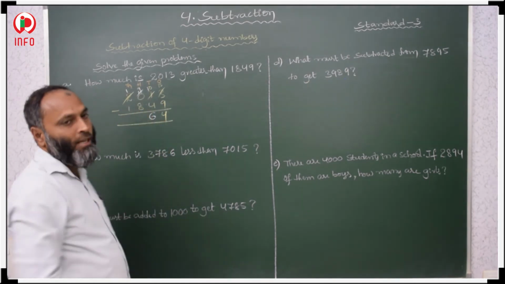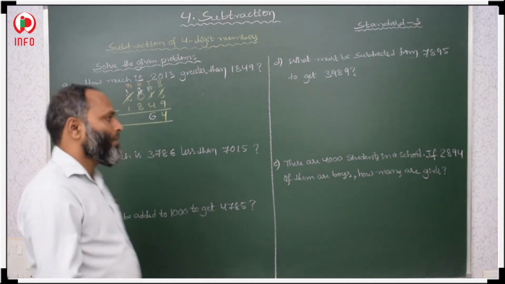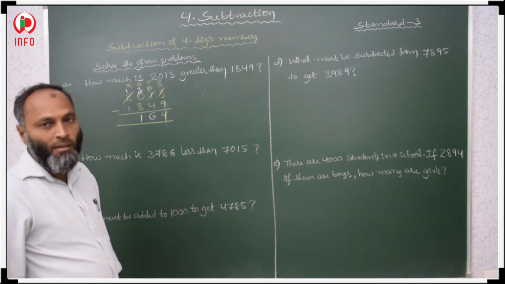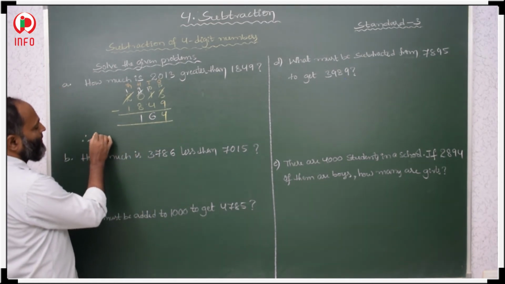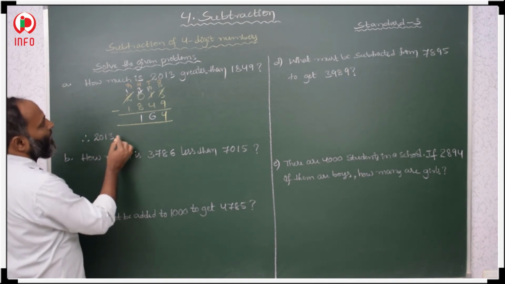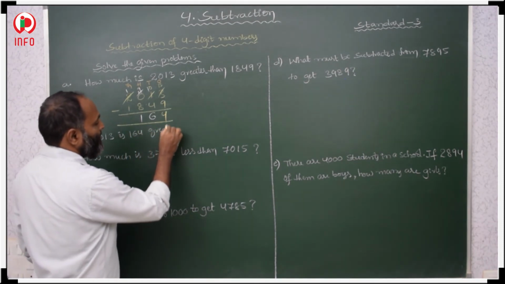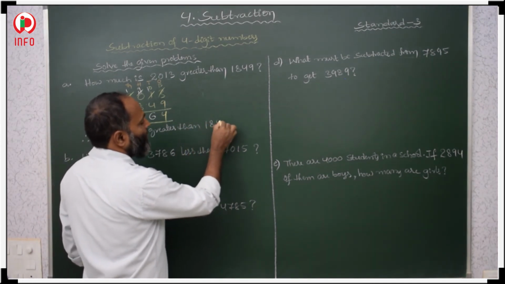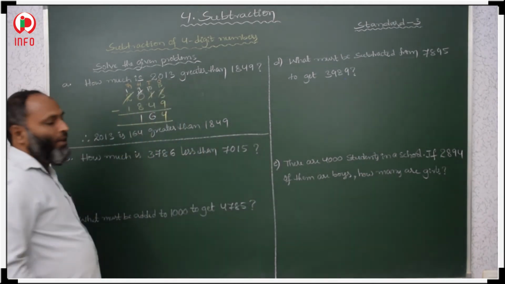9 minus 8. 9 and 8 are consecutive numbers, so the difference is 1. 1 minus 1 is 0. No need to write. Therefore, the difference: 2013 is 164 greater than 1849. So this much greater than. 2013 is how much greater than? 164 more than.